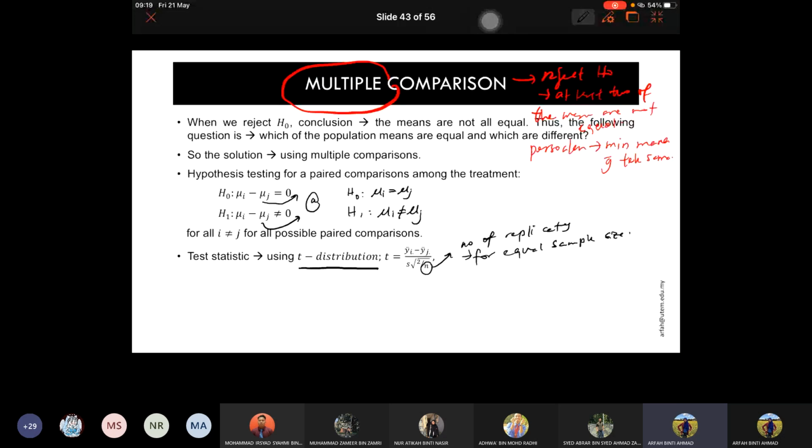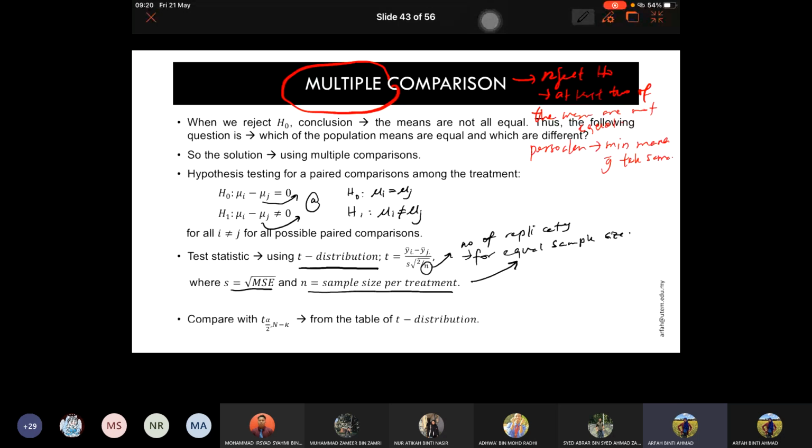Like the example we did earlier, group 1 has N of 20, group 2 has a sample of 20, group 2 9, group 3 9, group 4 7. So the N is not the same. Okay. That is why in this case multiple comparison is applicable for equal sample size. For non-equal sample size there is a further test for testing the equality of the means. Okay. So S in this case is the square root of MSE and N is the sample size per treatment. This one, sample size per treatment, meaning that N must be the same. So it is applicable for equal sample size.